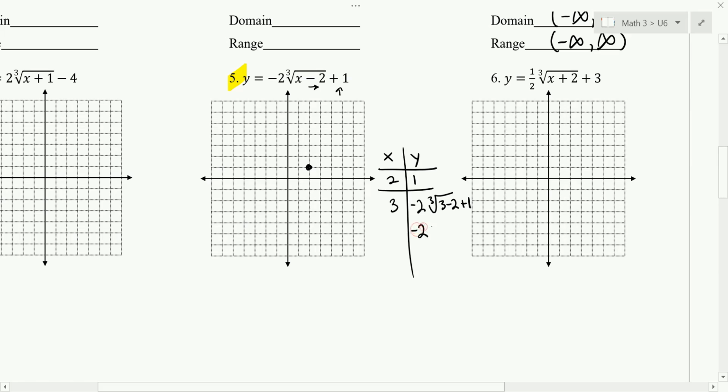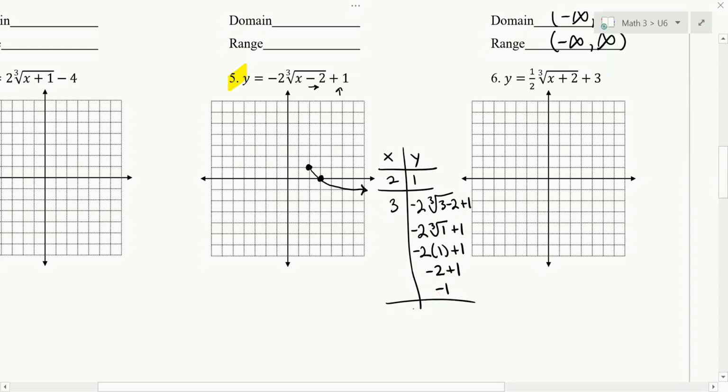We get negative 2, cube root of 1, plus 1. Cube root of 1 is 1. This is negative 2 plus 1, which is negative 1. So 3, negative 1. So it's going to go down and to the right.